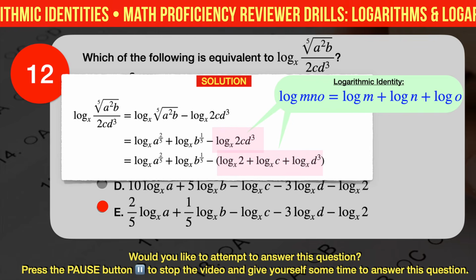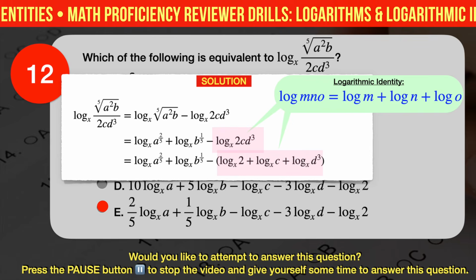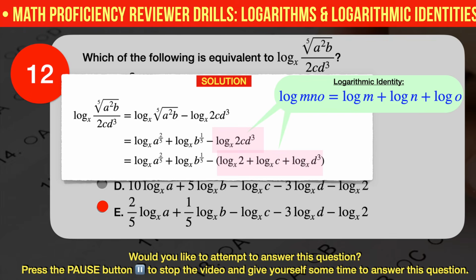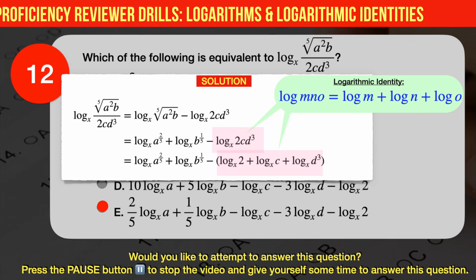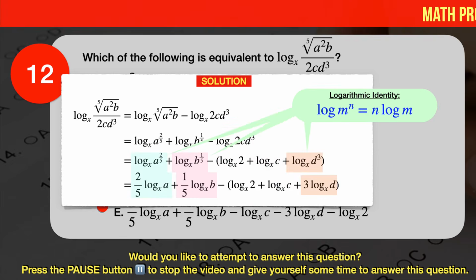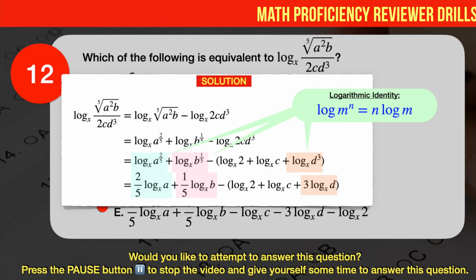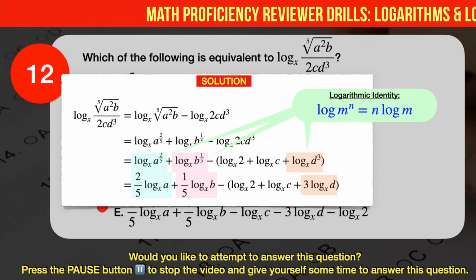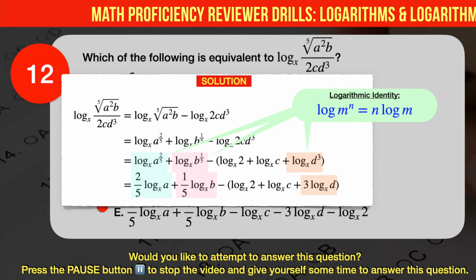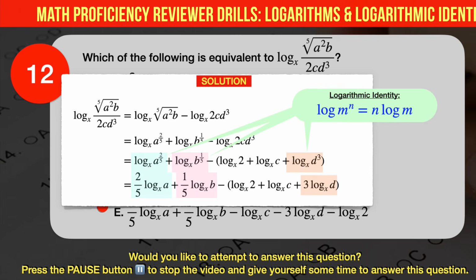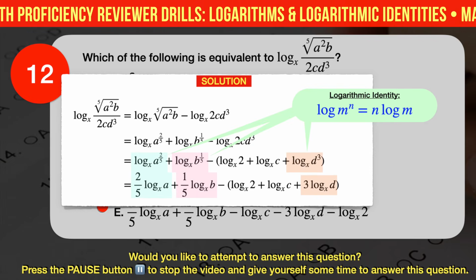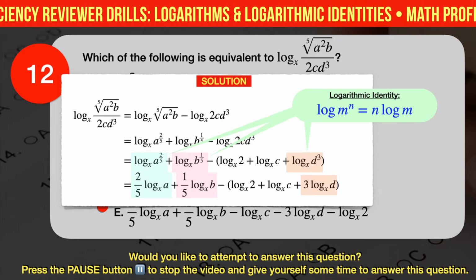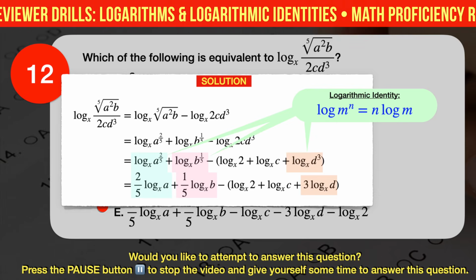Therefore, we can rewrite the second term as logarithm base x of 2 plus logarithm base x of c plus logarithm base x of d cubed. Next, the logarithm of m raised to n can be rewritten as n logarithm of m. Therefore we can rewrite the logarithm base x of a raised to 2/5 as 2/5 logarithm base x of a. The logarithm base x of b raised to 1/5 as 1/5 logarithm base x of b. And the logarithm base x of d cubed as 3 logarithm base x of d.